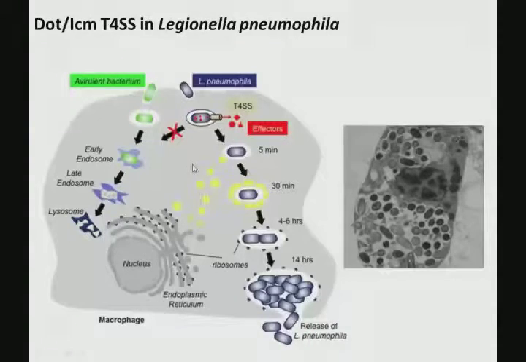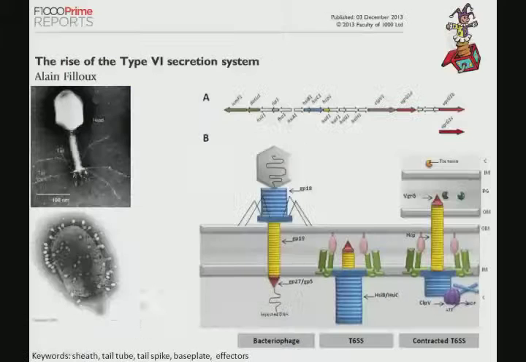It's also used by disease-causing pathogens. Legionella pneumophila, for example, uses type 4 secretion systems to invade macrophages and replicate inside the vacuole. The macrophage takes it up into a vacuole, and then it uses the type 4 secretion system to inject proteins from the vacuole into the cytoplasm, rather than from outside into the host cell. I don't have time to go over that.